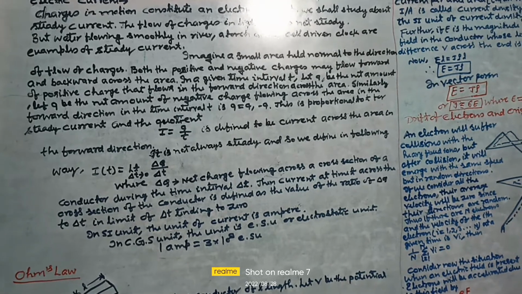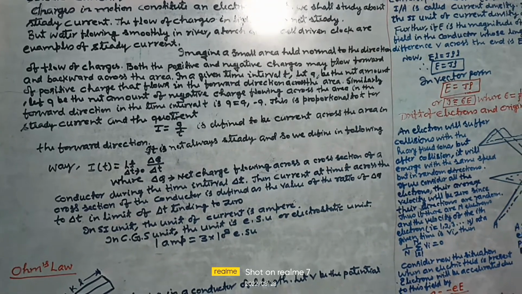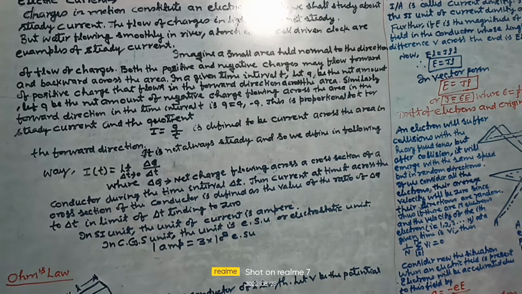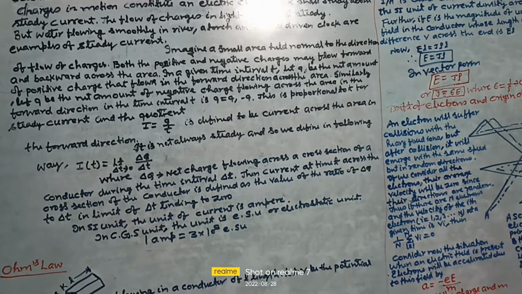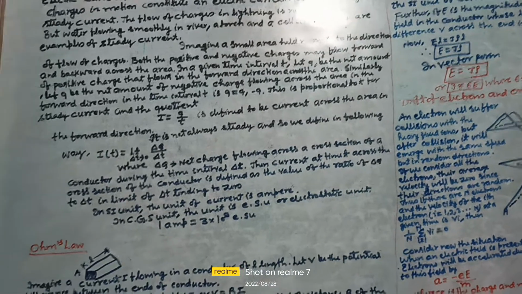In SI units the unit of current is ampere. In CGS units the unit is ESU or electrostatic unit. 1 ampere equals 3 × 10 to the power 9 ESU.